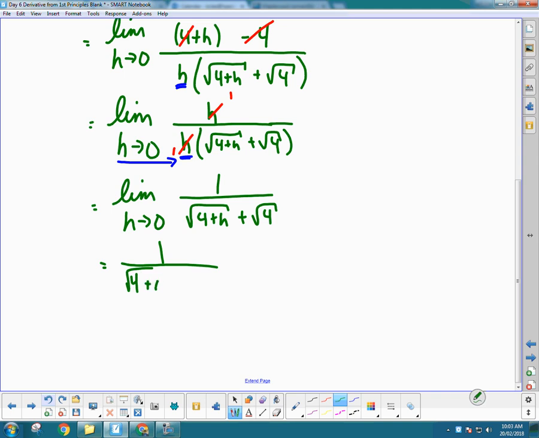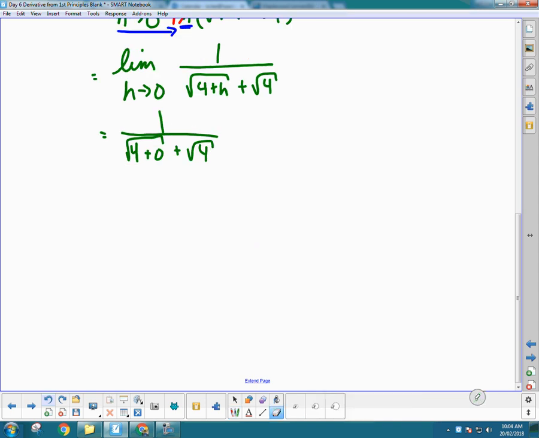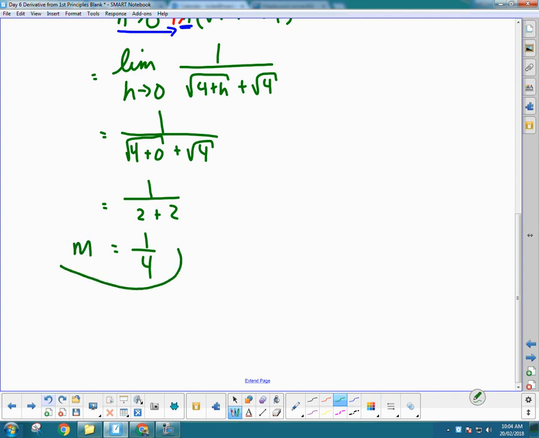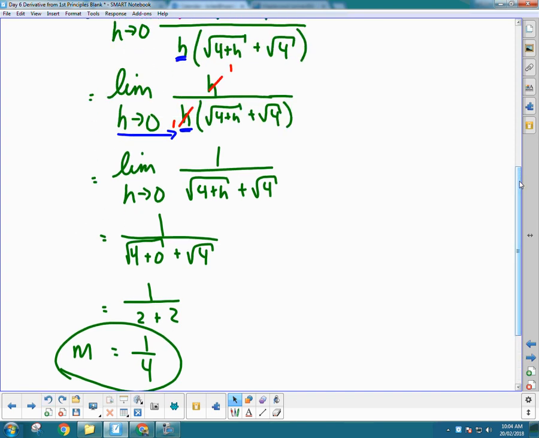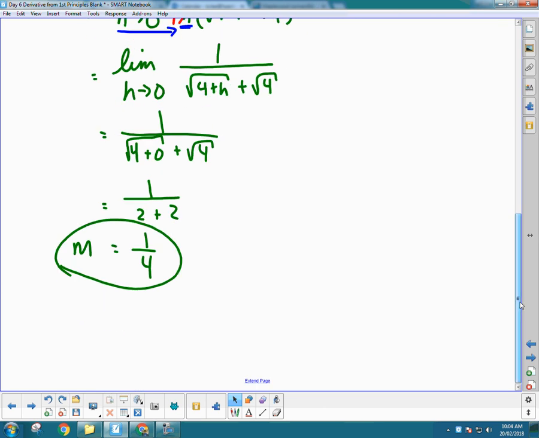It's root 4 plus 0 plus root 4. I can actually make my life a little bit easier now by actually taking the square root of 4 as a nice number. So the square root of 4 is 2, and the other square root of 4 is 2, and I end up with 1/4. And so the slope of this root function at x equals 7 is 1/4. You can see why I chose 7, because it makes it so we end up with a nice little 4, which you can take the square root of later on.